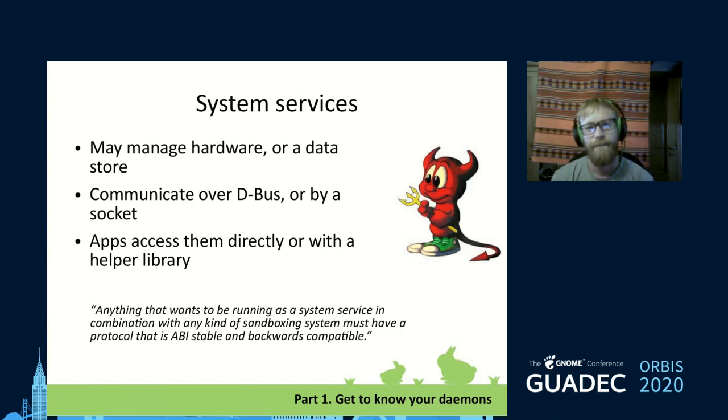So this is different to libraries, which are linked into the application. The system service communicates over dbus. Sometimes an app will access them through a library, but that library will actually just be calling the dbus interface. So it's a helper, but there's no magic there.